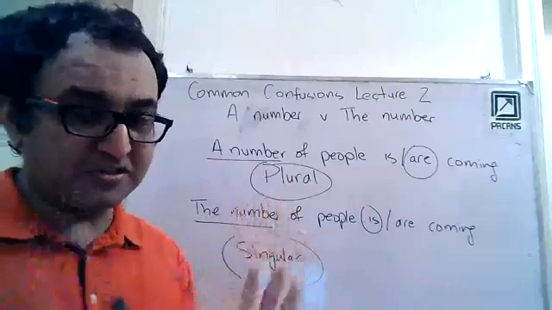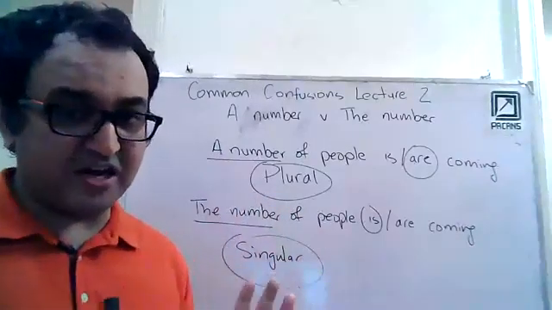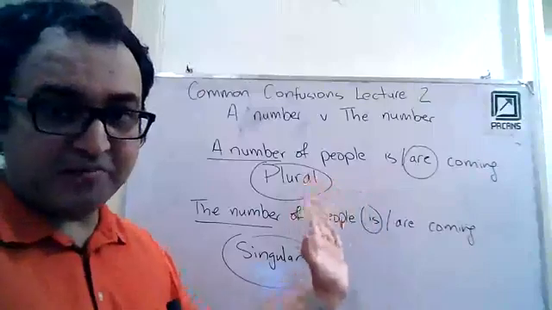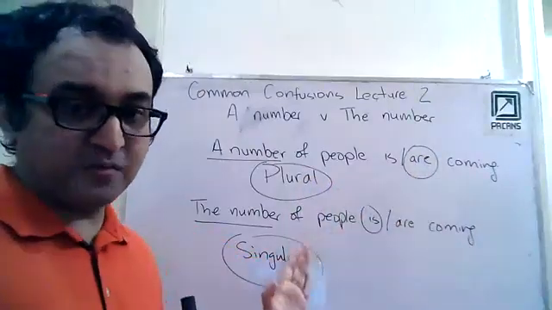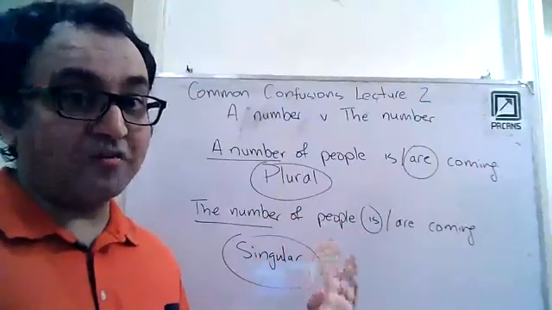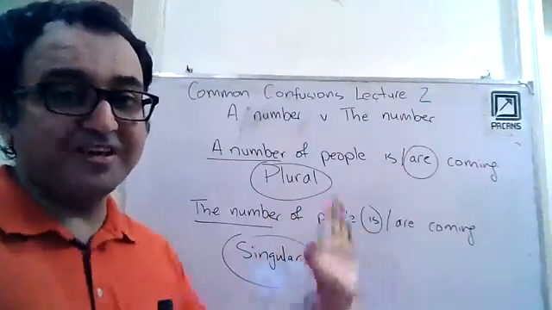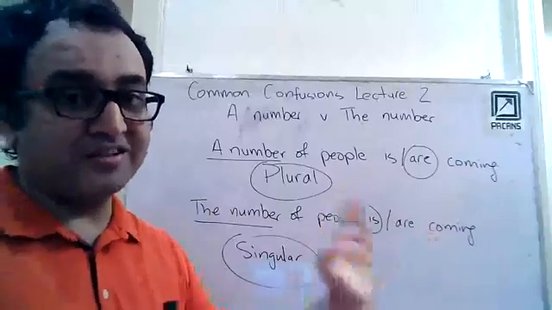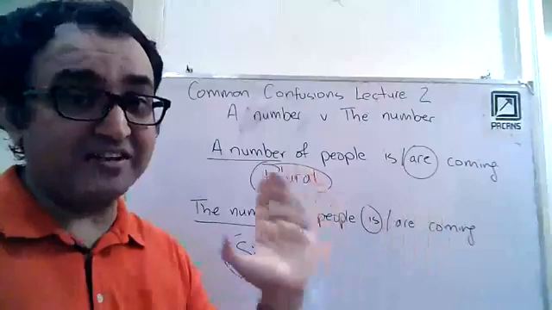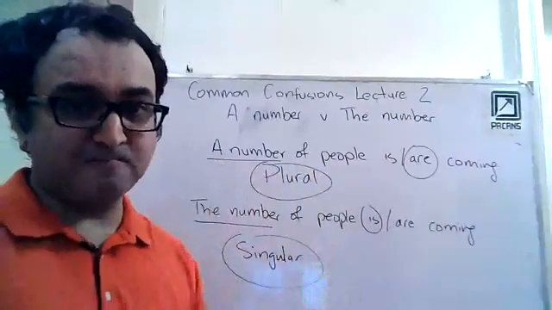So let me just revise it for the very last time. A number होगा, a number of people, what would it be? It would be a number of people are coming. If you have the other one, the number of people, the number means it is going to be always singular, so it would be the number of people is coming, not the number of people are coming. The number means it is always going to be is. Okay, thank you.